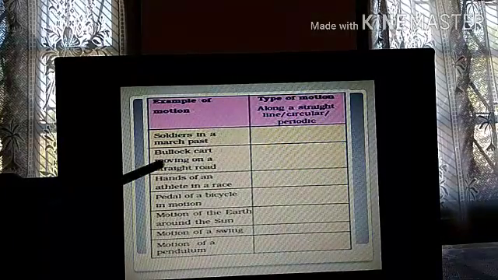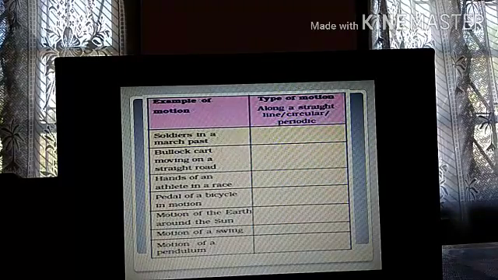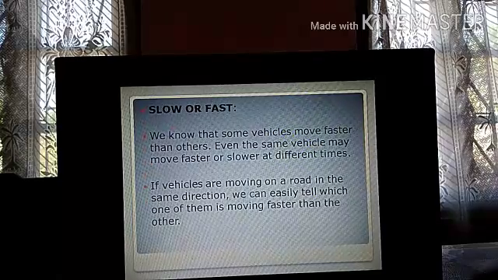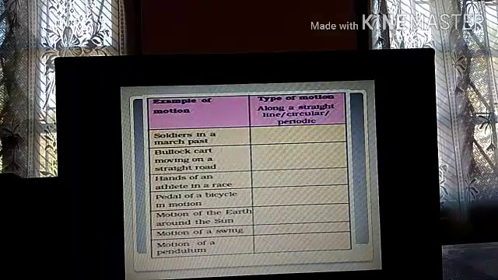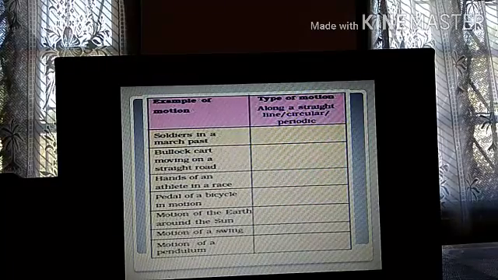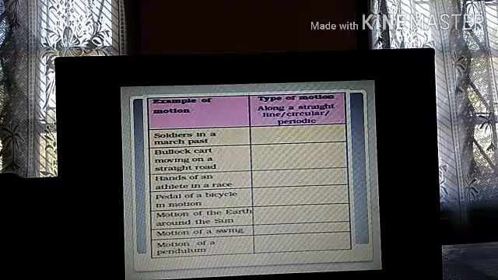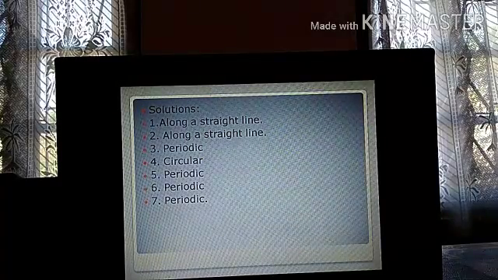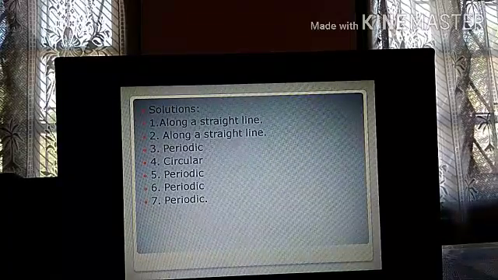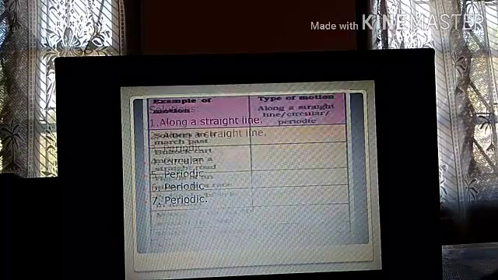Next is bullock cart moving on a straight road. So if the road is straight, the bullock cart will also move straight. So this is also along a straight line. Next is hands of an athlete in a race. You know how the hands of the athlete move in a race. So that is periodic because the same type of motion is repeated by the athlete, isn't it? The athlete keeps on repeating the same kind of motion, so it will be periodic motion.